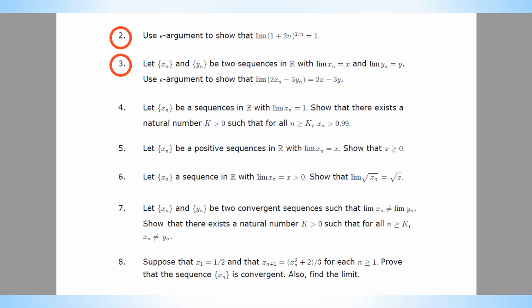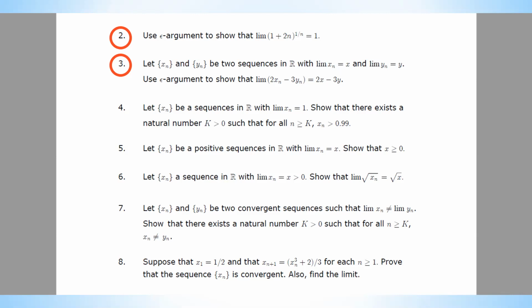And the next one is a very important one. You want to be able to prove the combination of limits. You are not supposed to use the result. You should start from the definition of limits to prove this. So that's what I'm saying, you're using the epsilon argument. That means from the basic definition you prove it.